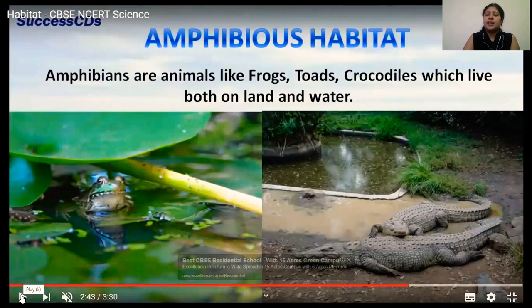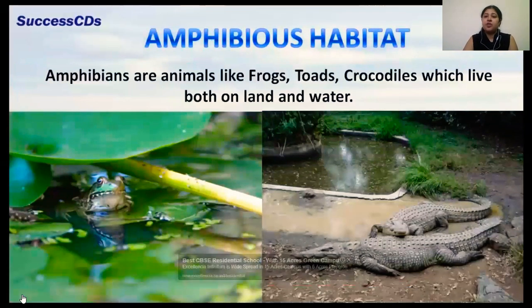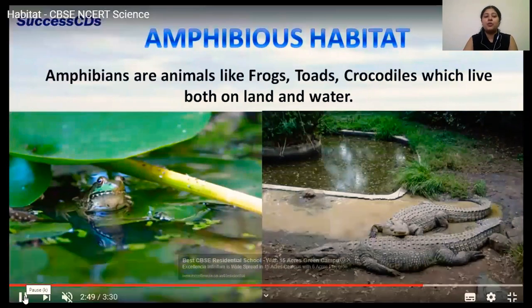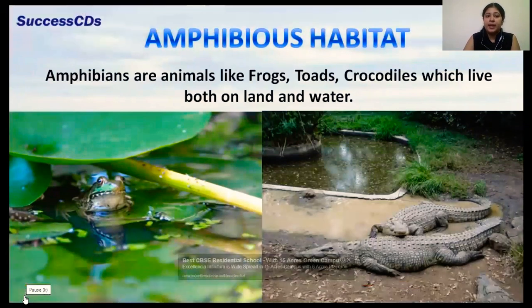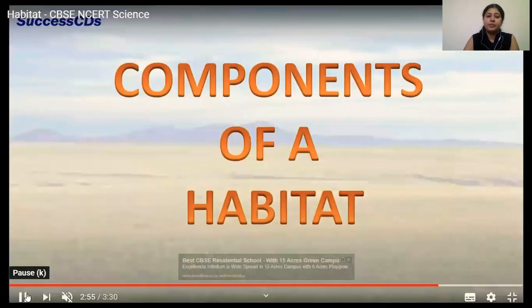Of course, there comes another category of organisms which can survive on land as well as in water. For example, frogs, toads, crocodiles, they can live on both land and water. They are in the amphibious habitat, and these organisms are known as the amphibians.